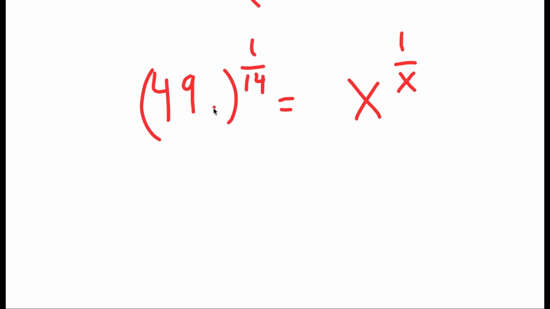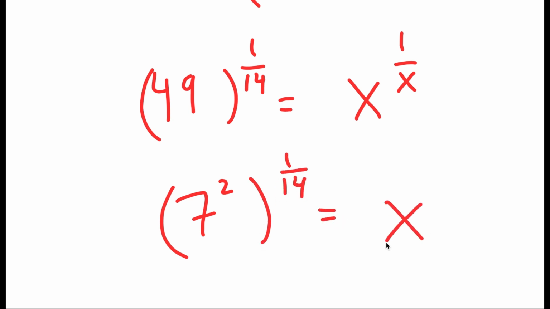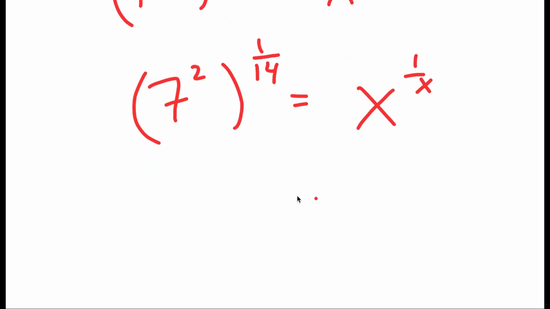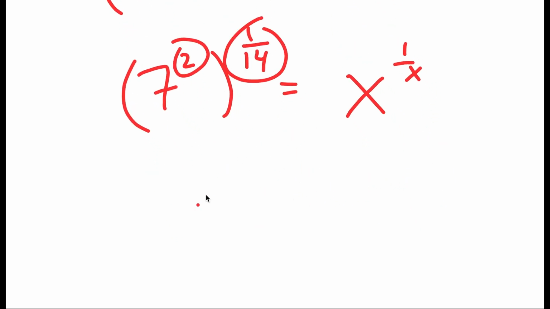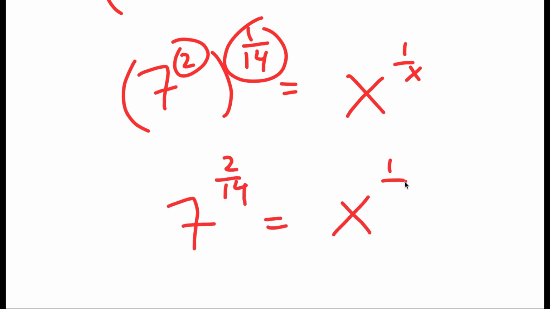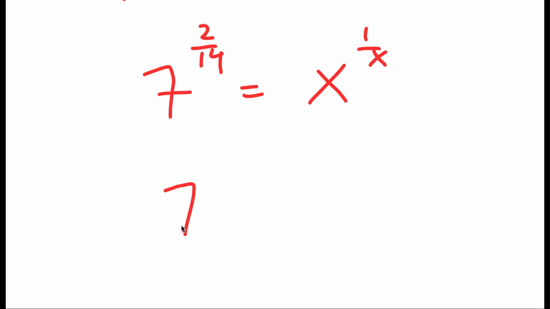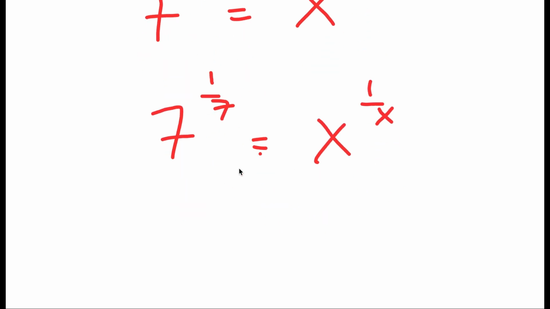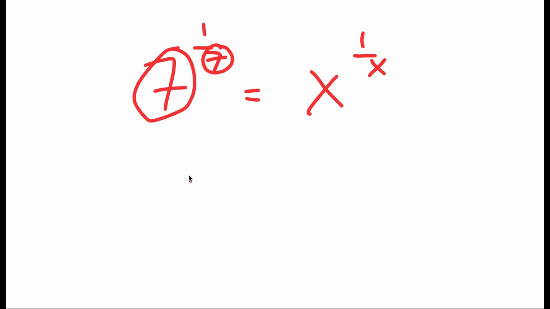And 49 I can rewrite as 7 squared. Now again, these two can multiply, so I get 7 to the power of 2 over 14 is equal to x to the power of 1 over x. And 2 over 14 is equal to 1 over 7, so I get 7 to the power of 1 over 7 is equal to x to the power of 1 over x. And notice how this is in the form number to the power of 1 over that same number is equal to x to the power of 1 over x, meaning x is that number, which is 7.